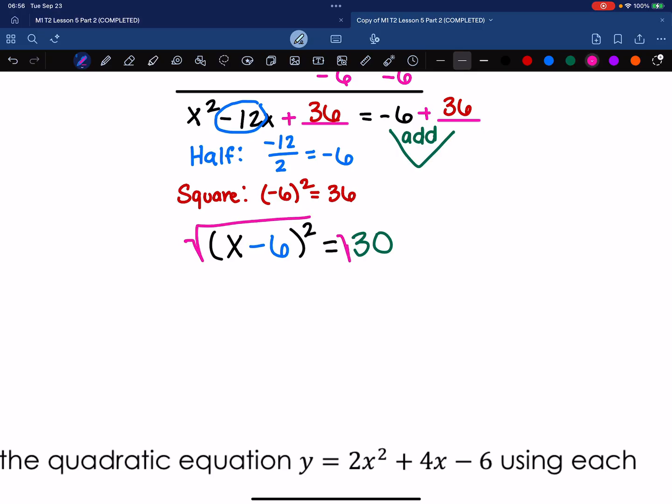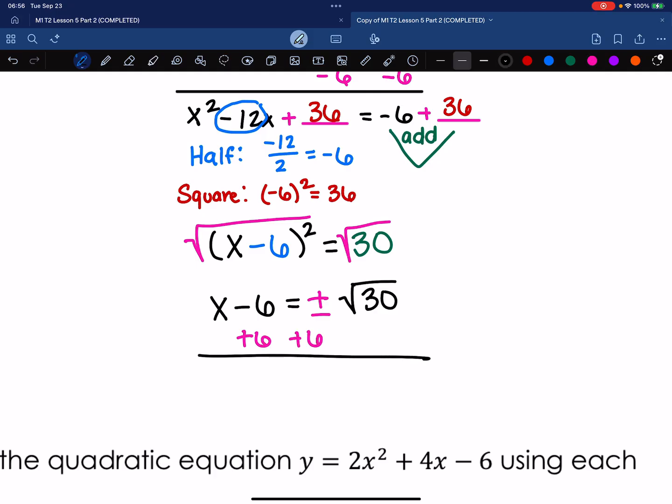Again, if you move that 30 over, it would put it in vertex form. We have x minus 6 is equal to plus or minus the square root of 30. The square root of 30 does not simplify. Okay, and then you would just add 6 to both sides. So we get x is equal to 6 plus the square root of 30. And that would be that.